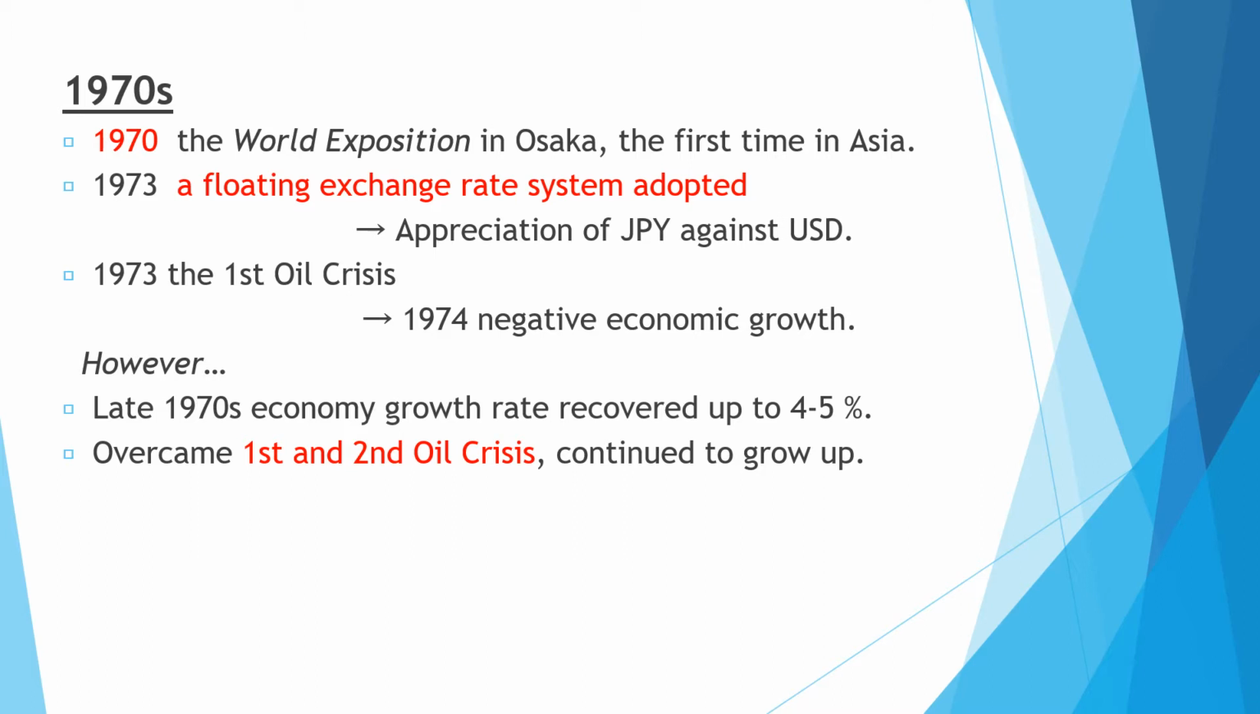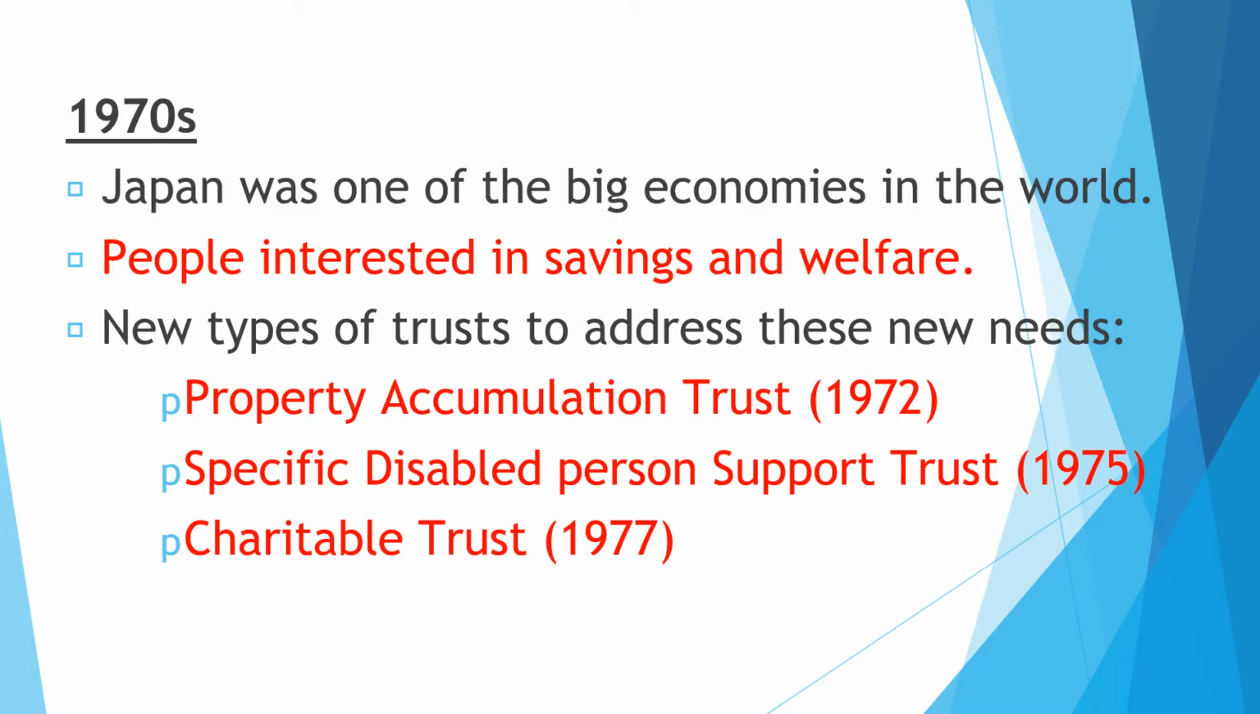Affected by these incidents, Japan experienced negative economic growth in 1974 for the first time since the end of World War II. However, in the late 1970s, the economy's growth rate recovered up to 4 to 5% annually, and Japan overcame the second oil crisis in 1979. Japan had become a big economy by the 1970s, and therefore, many workers became interested in improving their savings and welfare. In order to address these demands, various new types of trusts were developed.